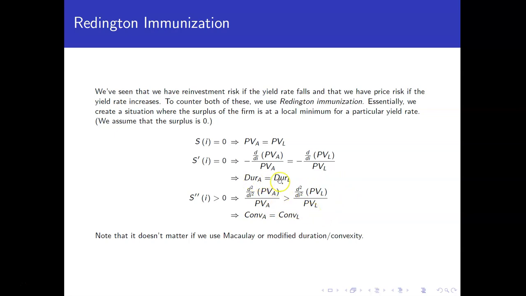Now notice I didn't use the notation for modified duration or modified convexity. These values here can be computed using modified duration and modified convexity like we have them written, but you can also use Macaulay convexity or duration and you'll get the same answers, and usually we'll use the Macaulay versus the modified anyway.